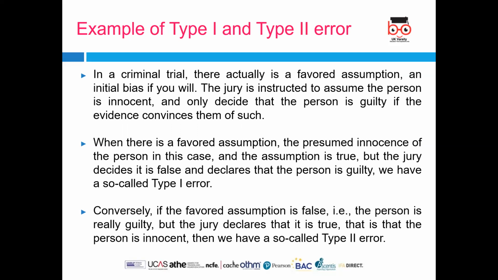So when we are assuming the person is not guilty, but the person is actually guilty and is declared so, we have a so-called type 1 error. But if the favored assumption is false, for example, if the person is guilty, and the jury declares that the person is innocent, then we have a so-called type 2 error. So hypothesis testing is basically carried out to remove biases and to control these type 1 and type 2 errors.